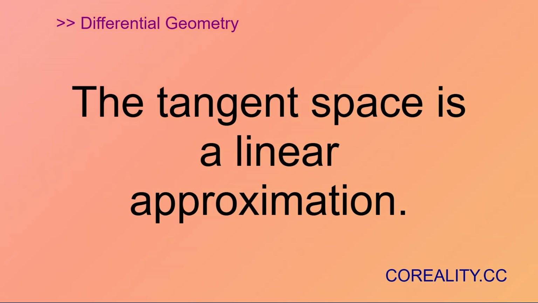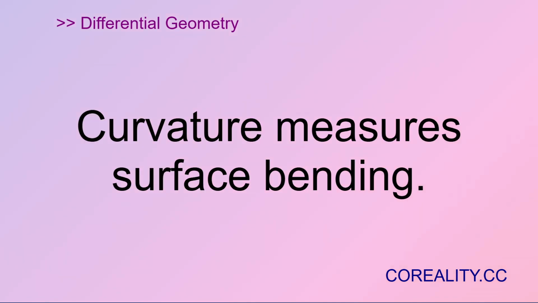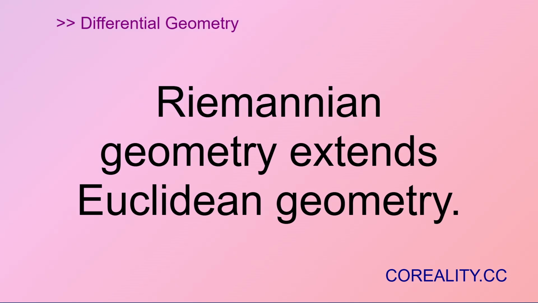The tangent space is a linear approximation. Curvature measures surface bending. Riemannian geometry extends Euclidean geometry.